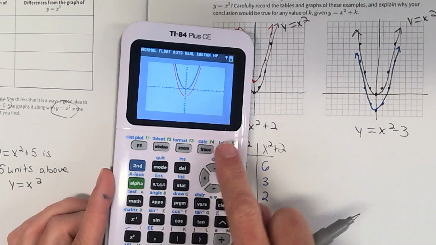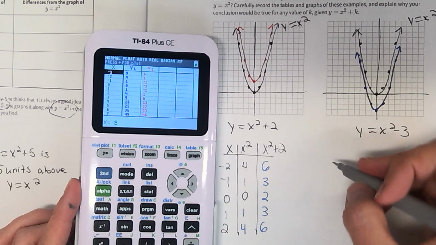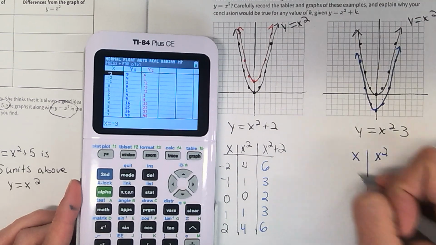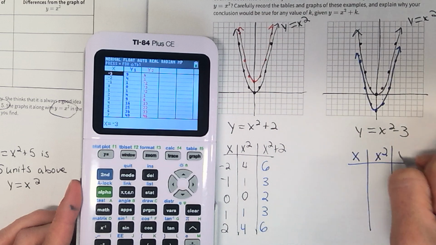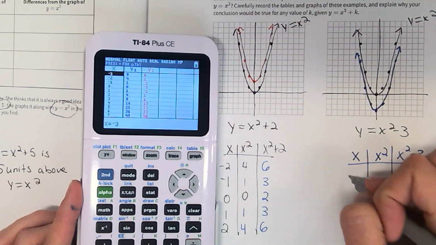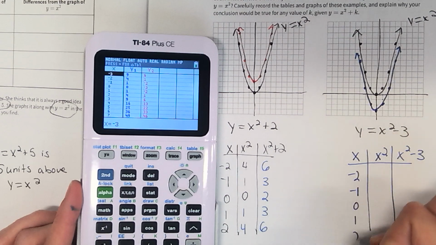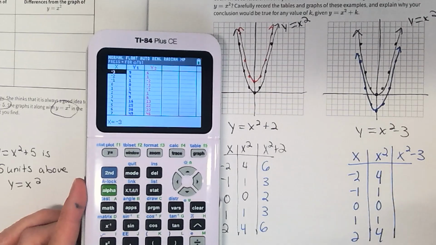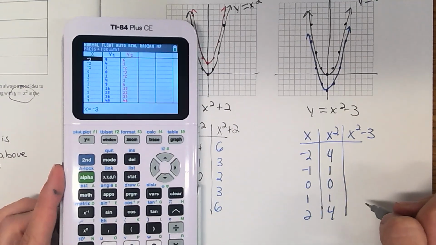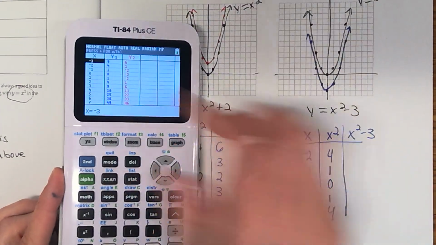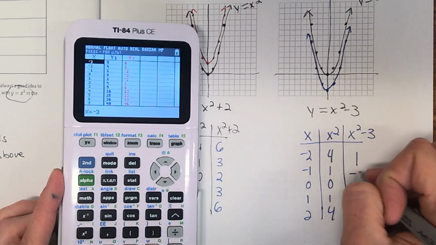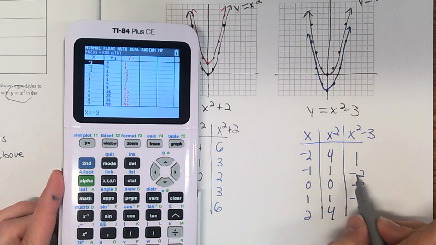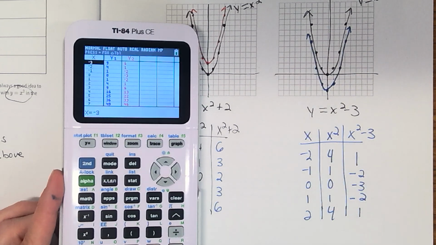And let's take a look at our table and see if we can fill out a table for this as well. So if we have our x, we have our x squared, and we have our x squared minus 3. So let's do the same set of numbers just to keep it easy for ourselves. We've got 4, 1, 0, 1, 4. And then for our x squared minus 3, let's take a look. We've got 1, -2, -3, -2, and 1. All of these are exactly 3 lower than the one before.